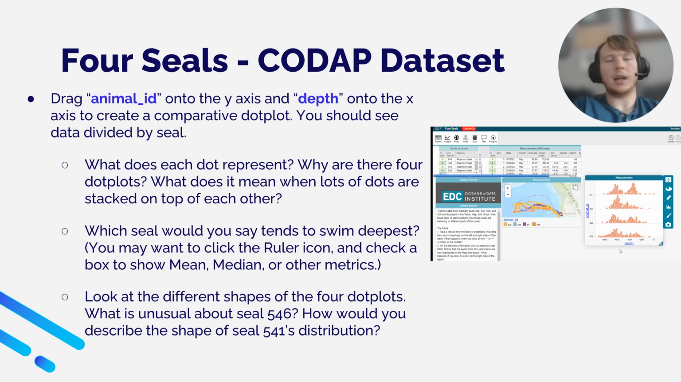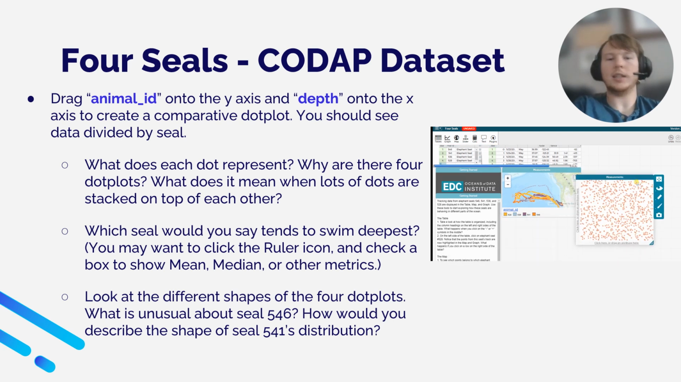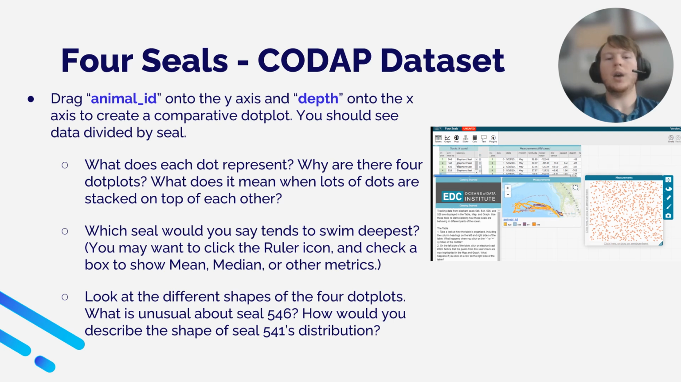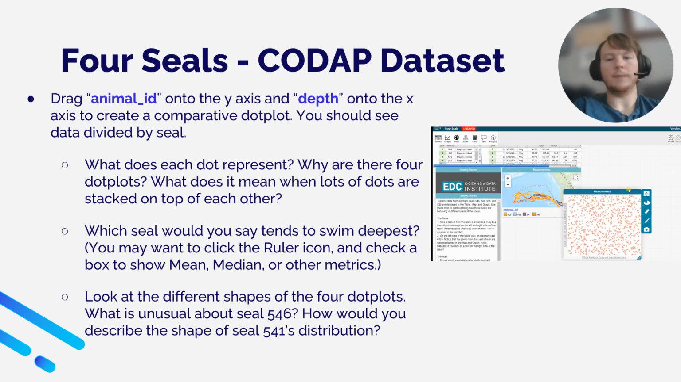We have a couple understanding questions here for students. For example, what does each dot represent? Why are there 4 dot plots? And what does it mean when lots of dots are stacked on top of each other? We also have some questions to look for particular statistics and other features of the graph. For the question, which seal would you say tends to swim deepest? Students can click on the ruler icon and check a box to show the median, the mean, or the mode, which may help them answer this question.